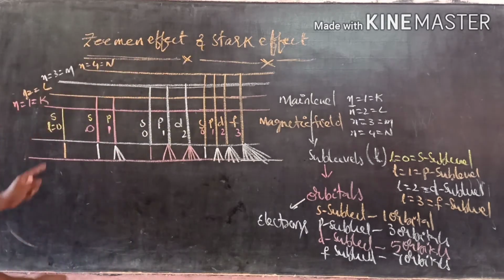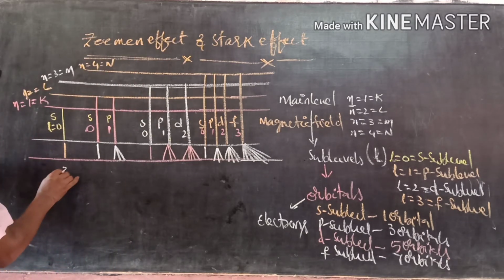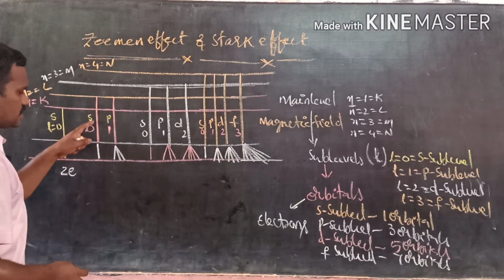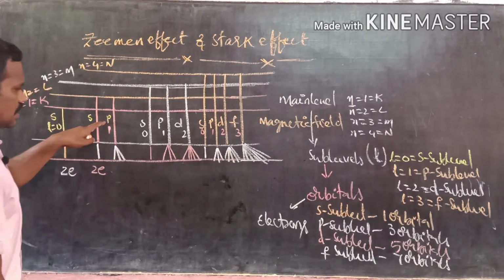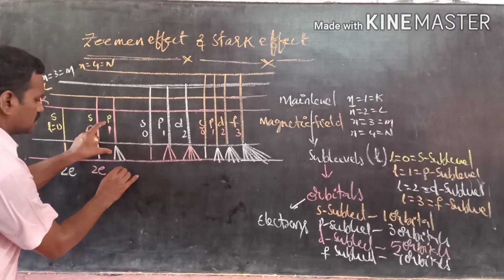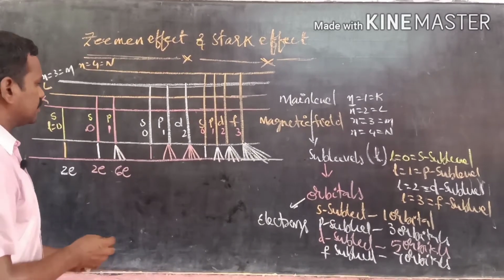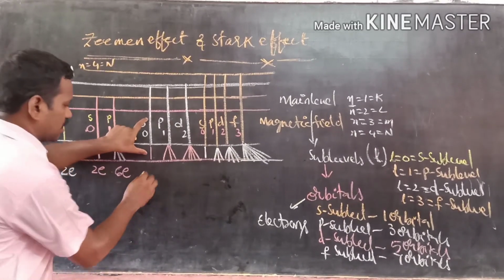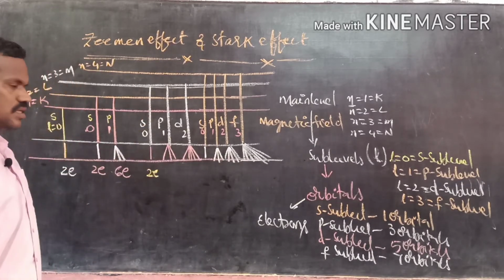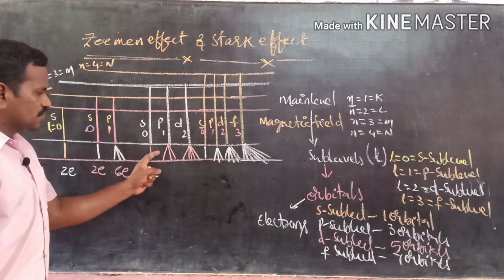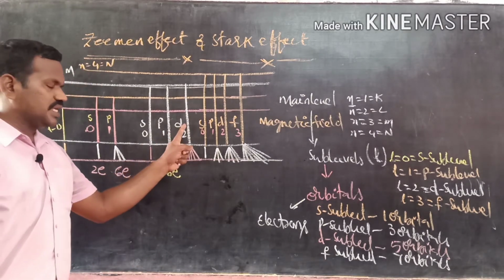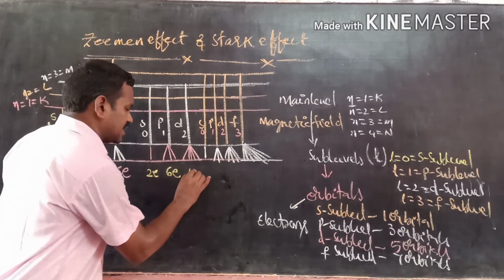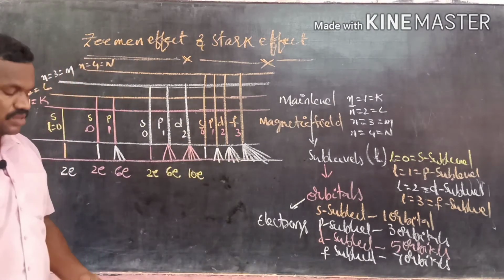Now let us come here. S contains 1 orbital, so it can accommodate 2 electrons. Here also sublevel S with 1 orbital can accommodate 2 electrons. Sublevel P with 3 orbitals can accommodate 6 electrons. Sublevel S, only 1 orbital, can accommodate 2 electrons. Sublevel P with 3 orbitals can accommodate 6 electrons. Sublevel D with 5 orbitals can accommodate a maximum of 10 electrons.